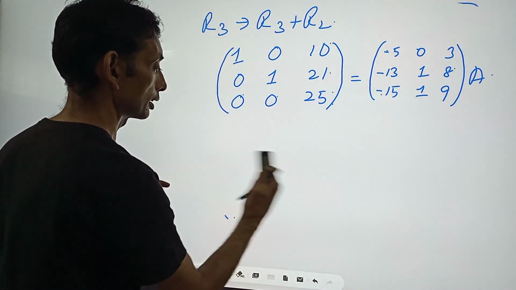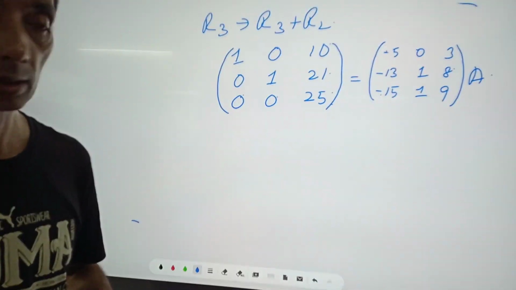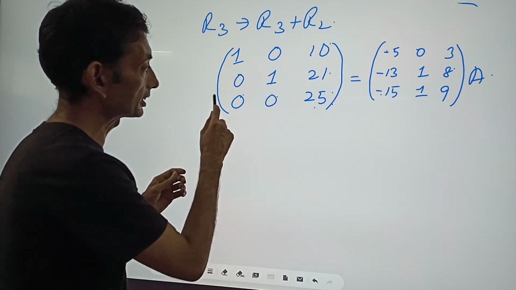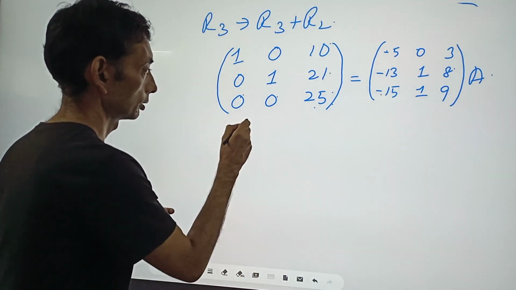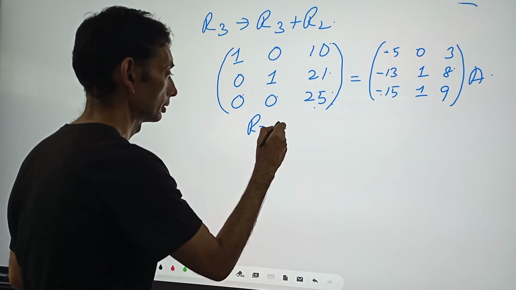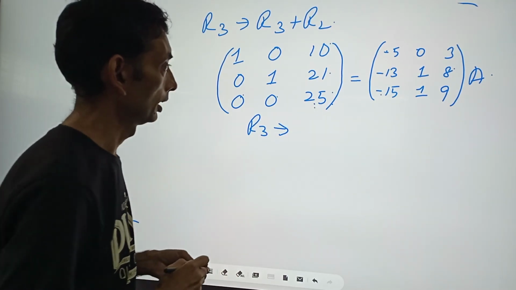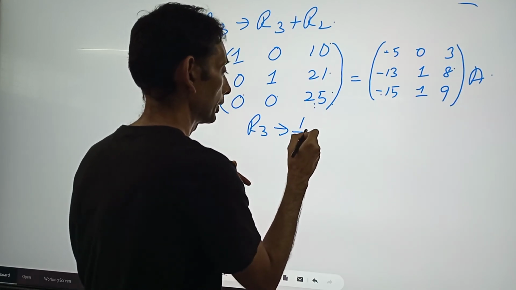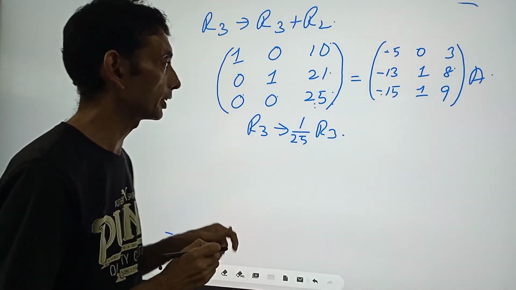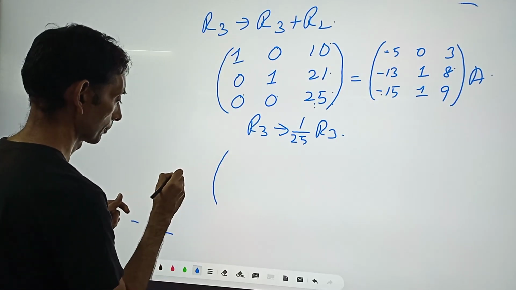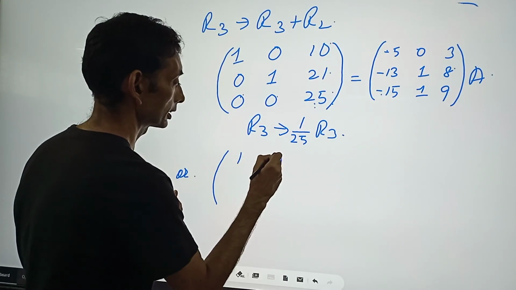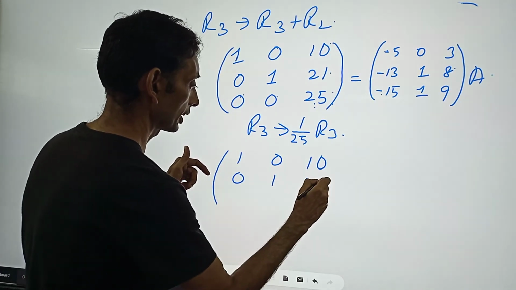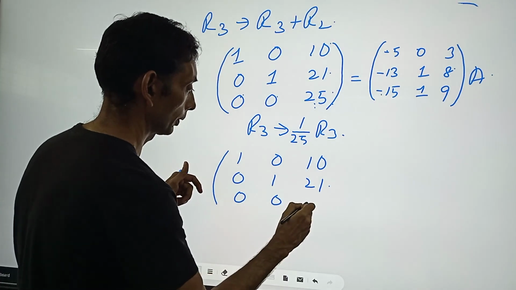So we know this element should be 1. So what I'm going to do is, we'll just divide the third row. This is very important because we need 1 there, so we'll divide the third row by 25. If you divide this, what will be the change? So 1, 0, 10. There is no change in row 1 and row 2. This is 0, 1, 21. This will be 0, 0, 1.